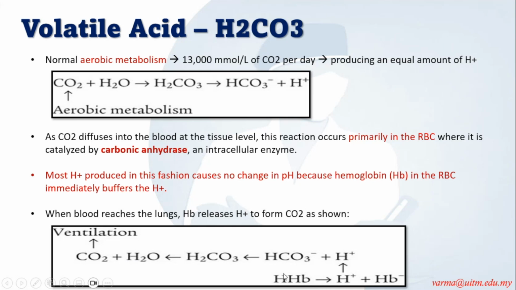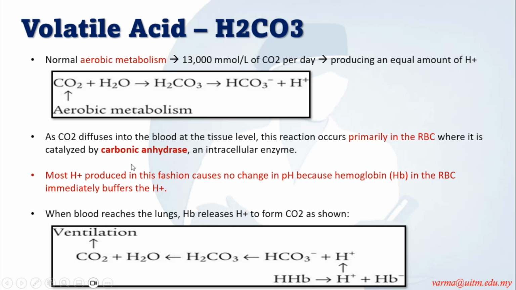The H plus that is carried by the deoxyhemoglobin will be released at the lungs and will convert bicarb to H2CO3. The H2CO3 will break down to CO2 and H2O, and the CO2 will be eliminated. CO2 is picked up at the tissue and CO2 will be eliminated at the lung.